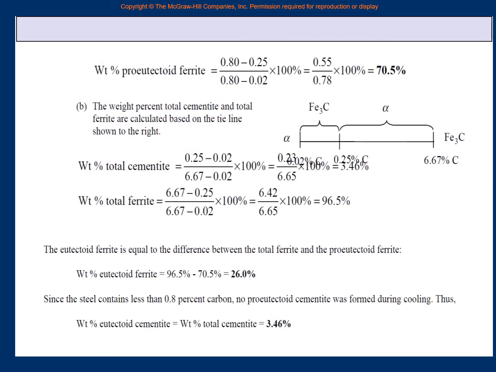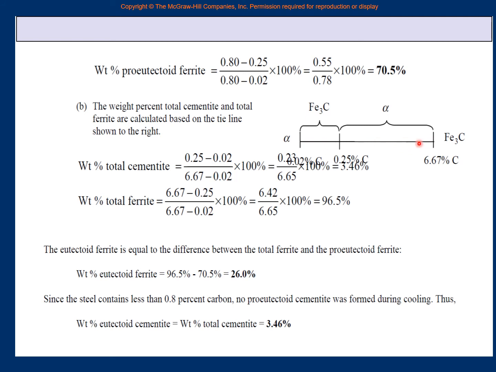Now, if you are just above, then this is just below. This is the temperature just below 723, right? On the left is alpha 0.02%, in the middle is 0.25%, and on the right there is cementite 6.67%. But in the diagram just above that, it is alpha here, 0.25 here, and the right side is gamma at 0.8%, right?